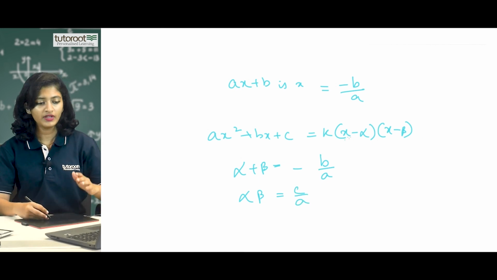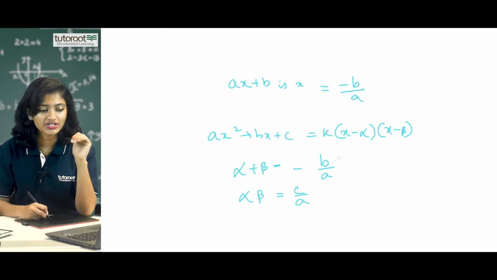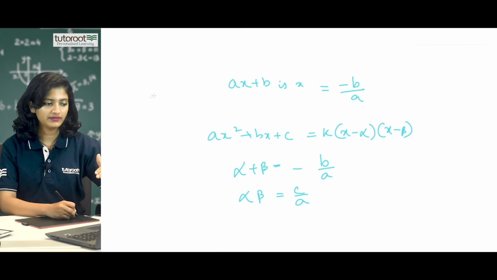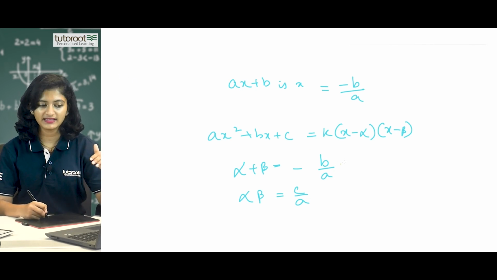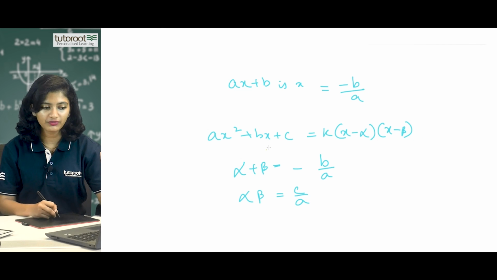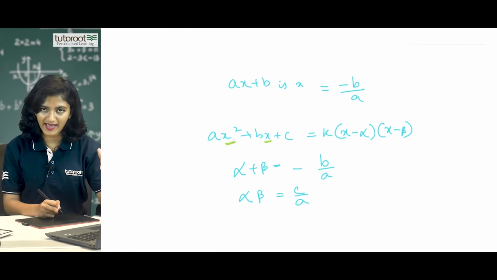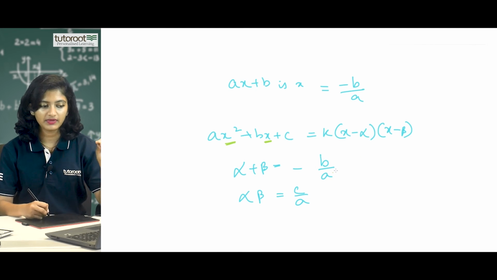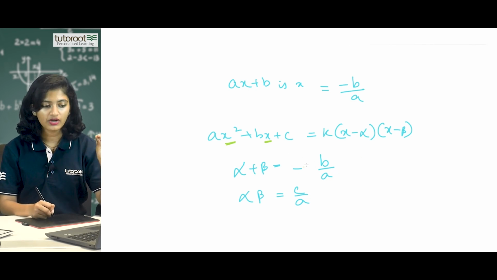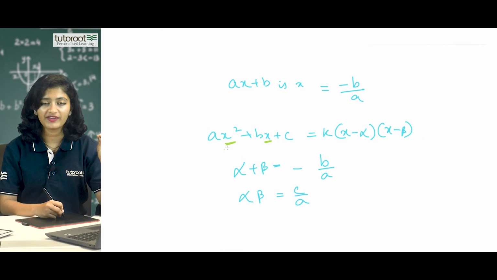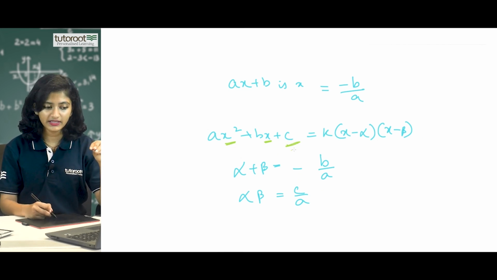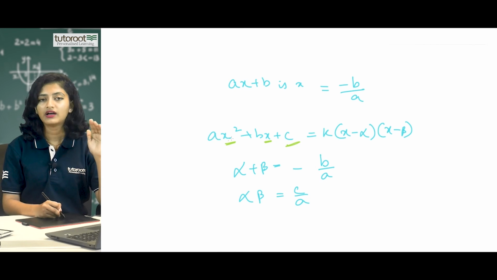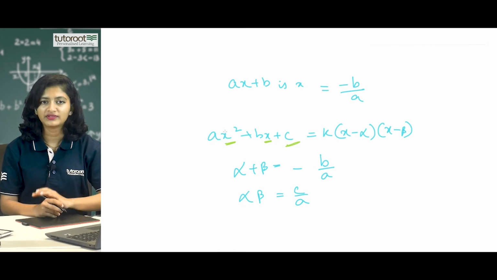So let's look at the first equation that we wrote here. Minus b by a is minus of the coefficient of x by the coefficient of x squared. So the sum of the zeros would be minus of the coefficient of x by the coefficient of x squared, and the product of the zeros would be the constant term by the coefficient of x squared. Did you guys get that?